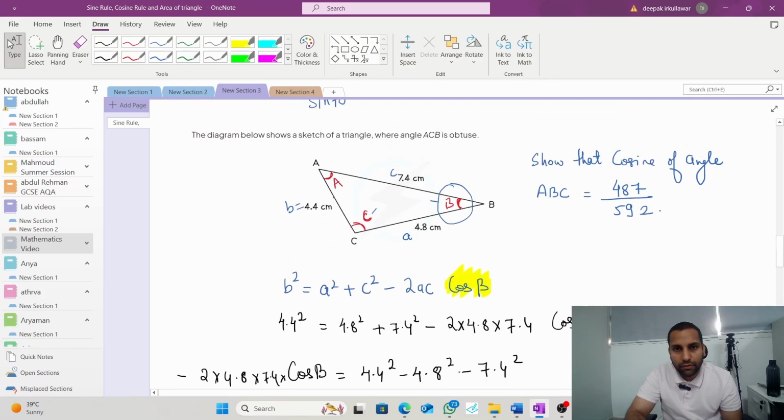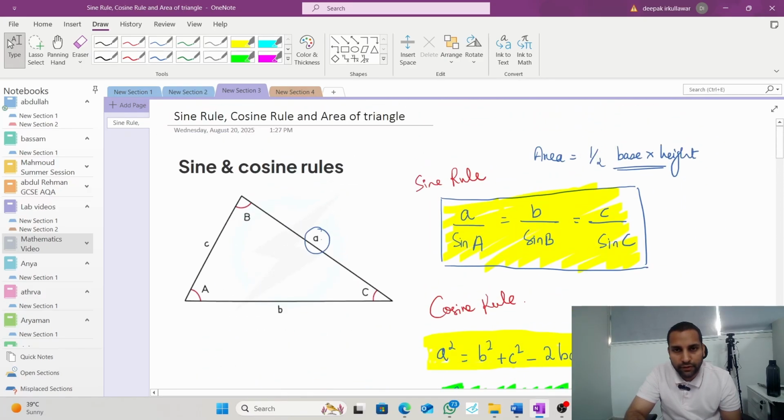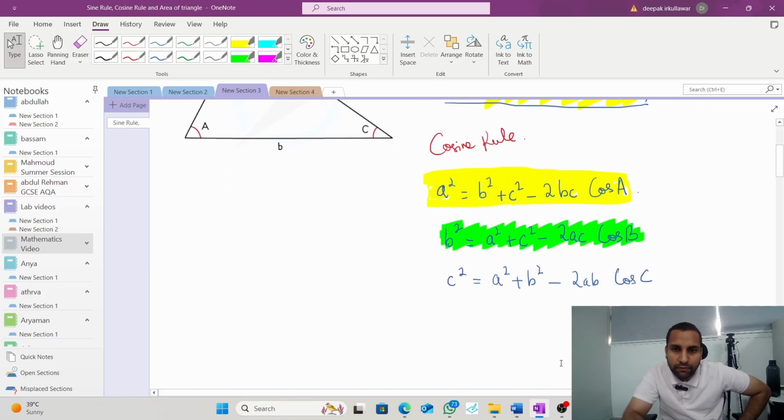So cosine formula and sine formula, hope you are understanding what I am trying to say. These are the two formulas. Sine formula is a by sine A, b by sine B is equal to c by sine C. You can write the inverse of it also: sine A by a is equal to sine B by b is equal to sine C by c. And similarly for the cosine formula, if you remember one, so suppose you remember a square is equal to b square plus c square minus 2bc cos A, then you can find the others, because they are very similar. You just need to follow the pattern.